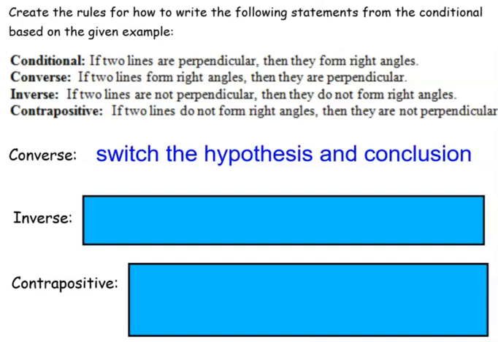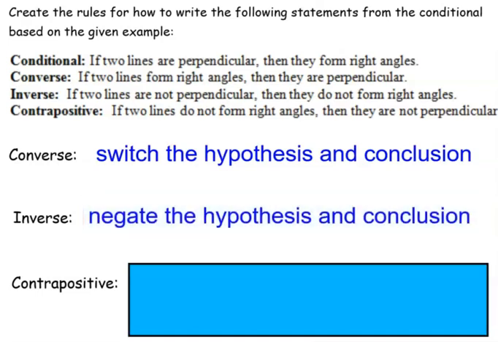So if I look at the inverse, the original conditional says if 2 lines are perpendicular, then they form right angles. And now my inverse says if 2 lines are not perpendicular, then they do not form right angles. Notice my sentence is all in the same order, from conditional to inverse. The order of everything is the same. The only difference is that in the inverse, they've inserted the word not. You can phrase this how you want. I say that we negate the hypothesis and the conclusion, meaning I make it negative.